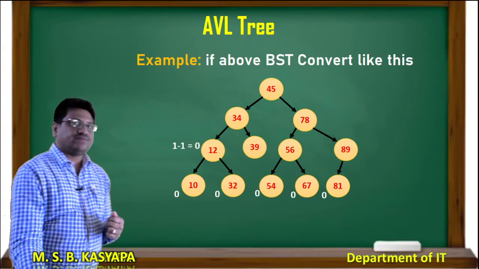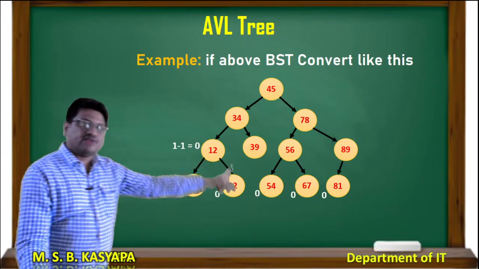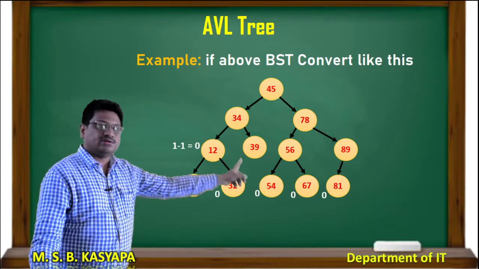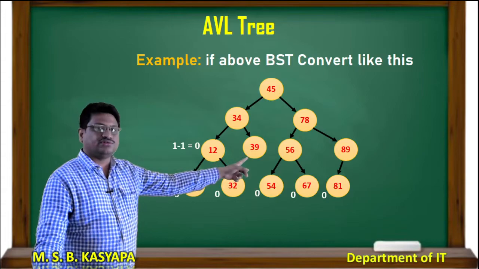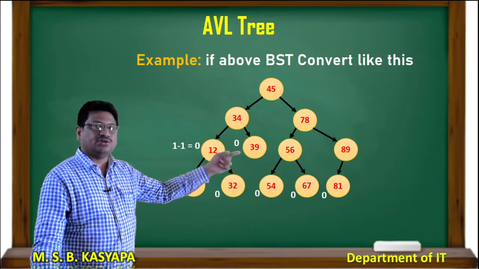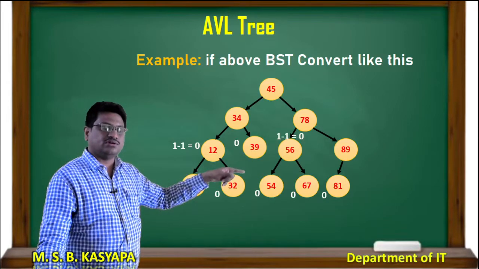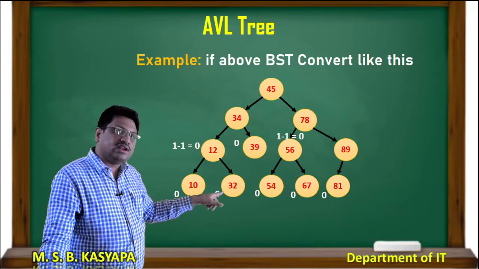And if I go to 12, 12 has one left child and one right child, so 1 minus 1 is 0. 39 does not have any child, so 0. For 56, 1 minus 1, 0. For 89, I have only one left path.